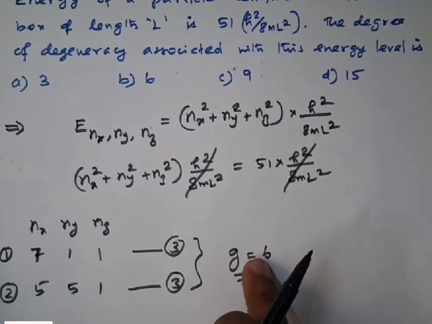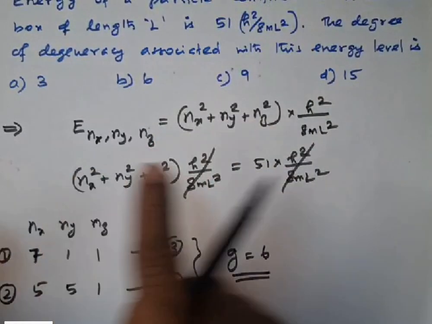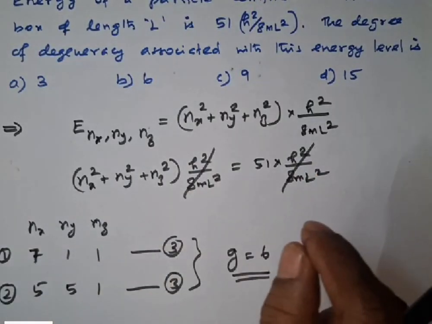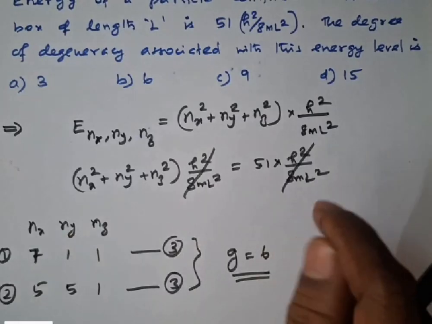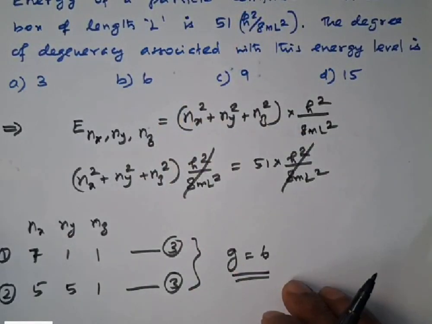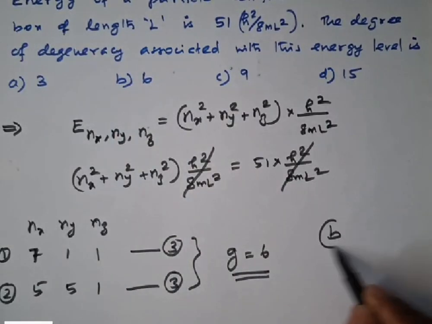It means this energy level has 6 states. Those 6 states have different wave functions, but the energy is the same. So the correct option for this question is option B.